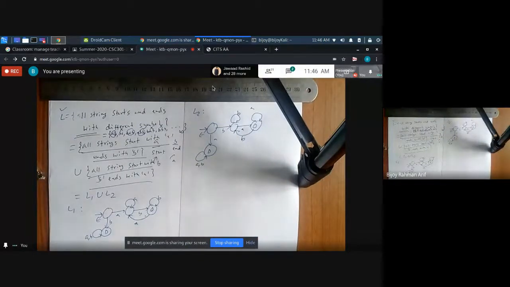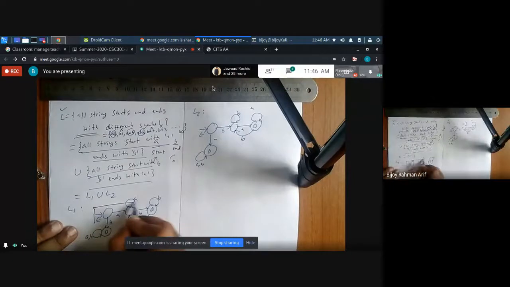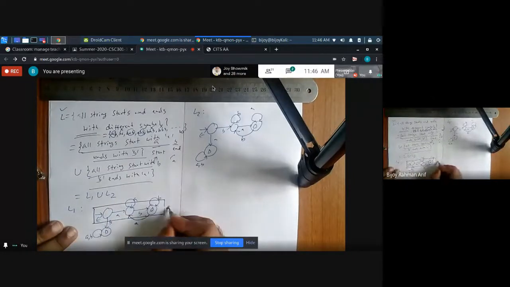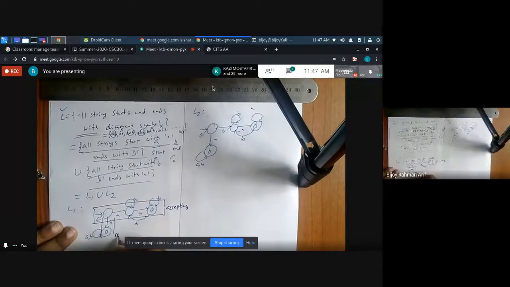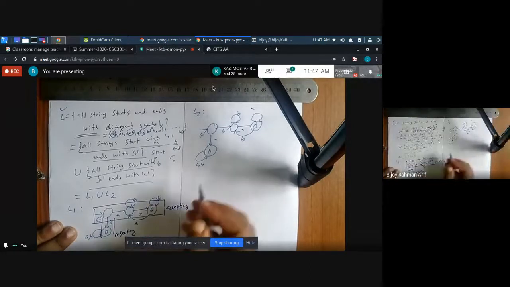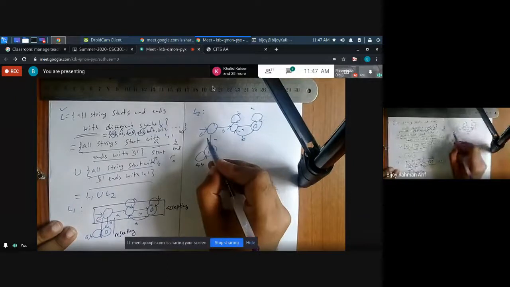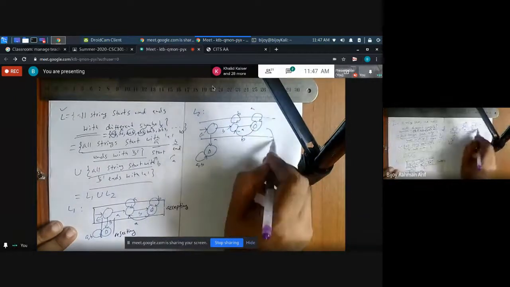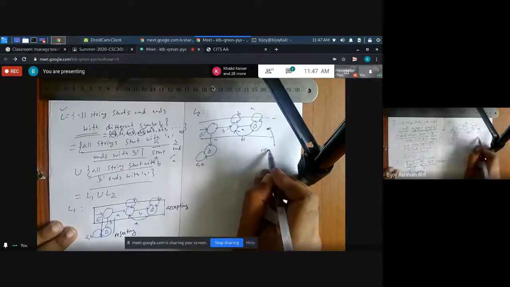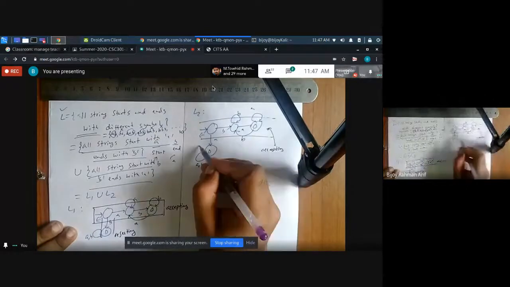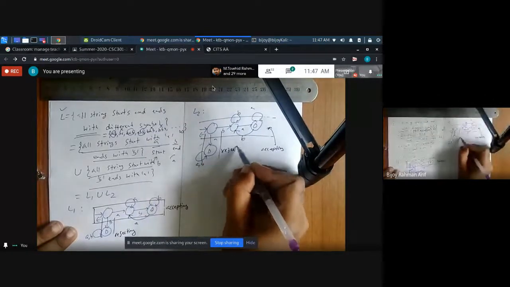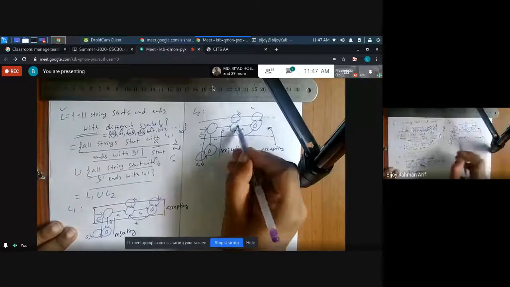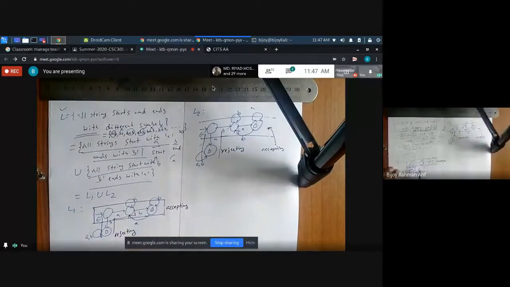So language 1 is basically nothing but this part. This part is for accepting. And this part is for rejecting. Again, L2, this part is nothing but accepting. This one is for rejecting. This whole part. So how can I union this one?